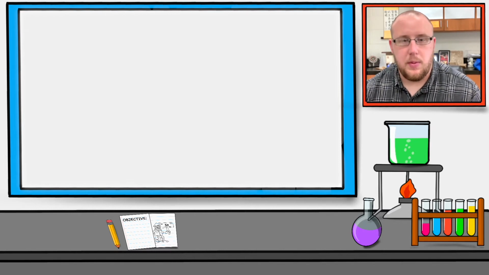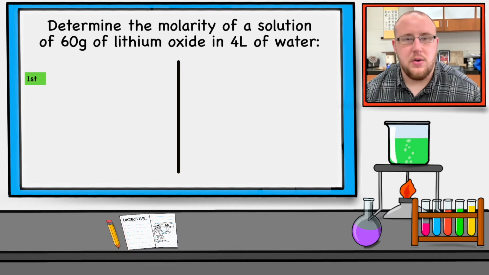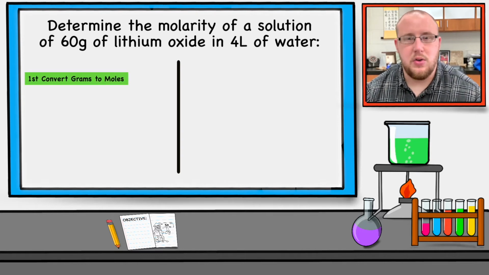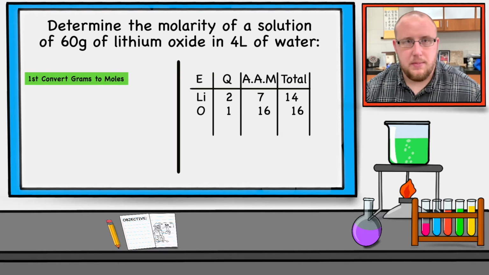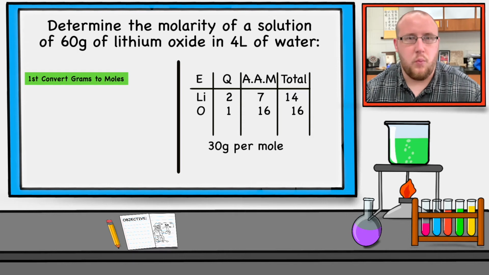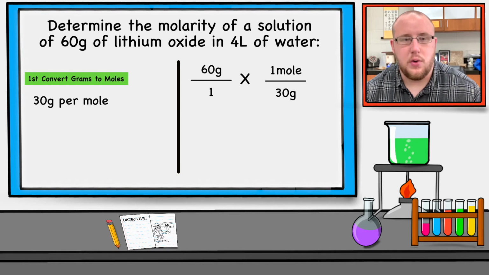Here's another molarity problem. Determine the molarity of a solution of 60 grams of lithium oxide in 4 liters of water. First, we go to convert our grams of solute to moles of solute using the formula mass table. Once we do our formula mass table for lithium oxide, we get that there is 30 grams in 1 mole of lithium oxide. So we write down what is known, so our 60 grams of lithium oxide over 1, and then multiply it by our 1 mole of lithium oxide over 30 grams of lithium oxide.